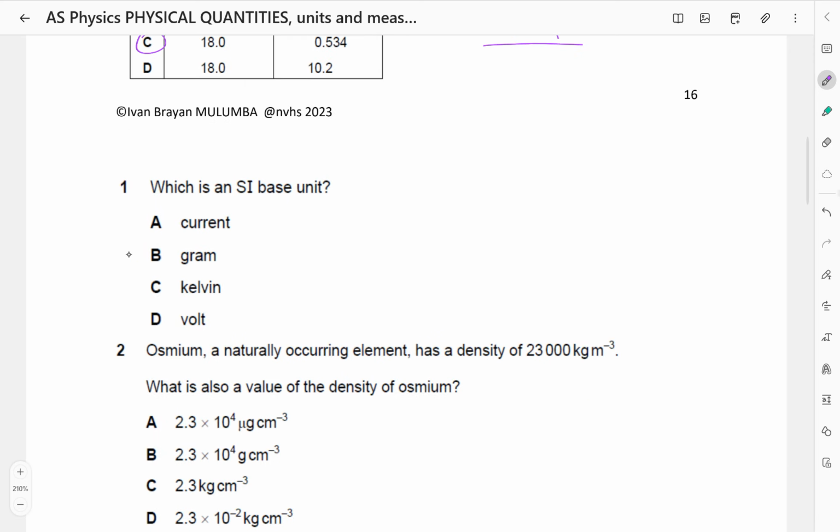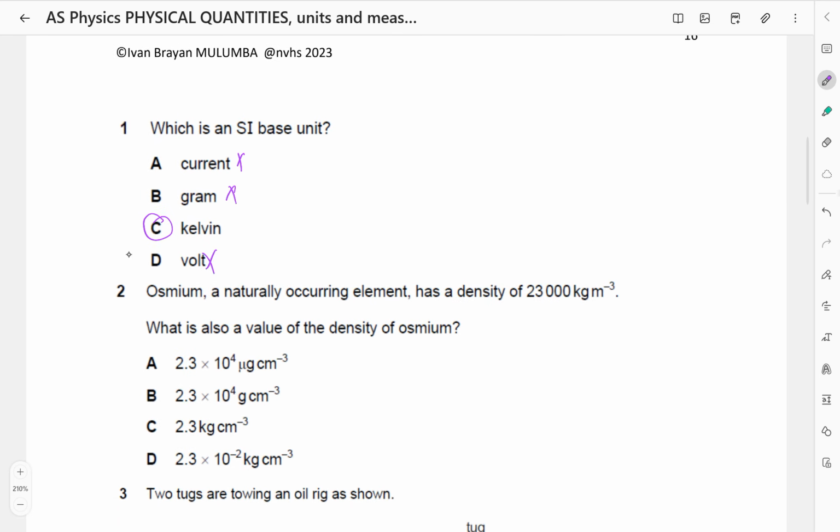Which is an SI base unit? Current is a quantity, gram is not SI, Kelvin is the SI base unit here. The volt is not SI.